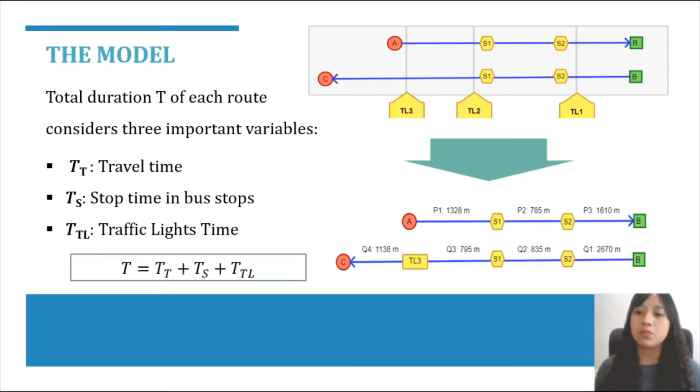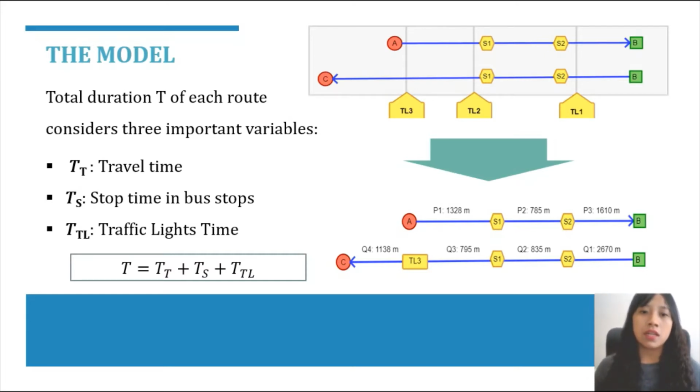For example, the section between Station A and the traffic light TL3, or another example is the section between the station S1 and the traffic light TL2. As a simplification in this model, we only consider the biggest section. These are shown in the picture below. Here we have 3 sections in the first route and 4 sections in the second route.